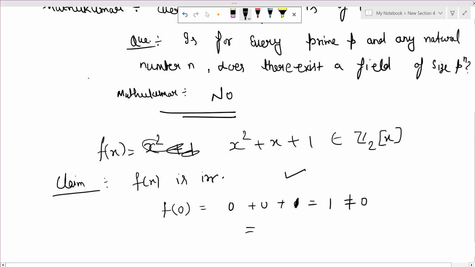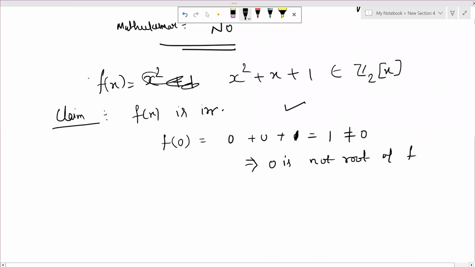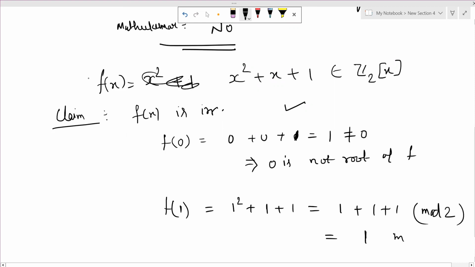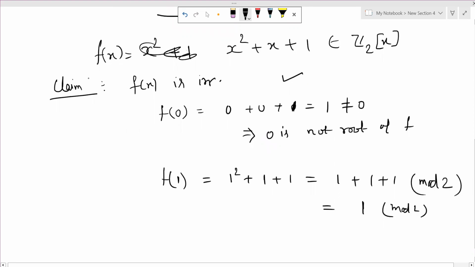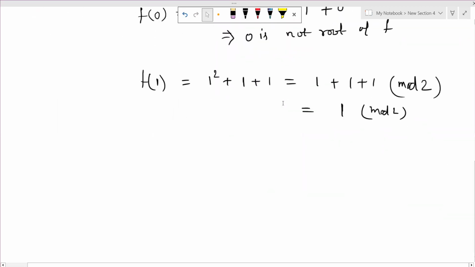So this implies 0 is not a root of f. Similarly, f(1) is equal to 1 square plus 1 plus 1, which is 1 plus 1 plus 1, which is 1 mod 2. So neither 0 nor 1 is a root. That means this cannot be factorized as a linear factor, so it is not reducible. It is irreducible.